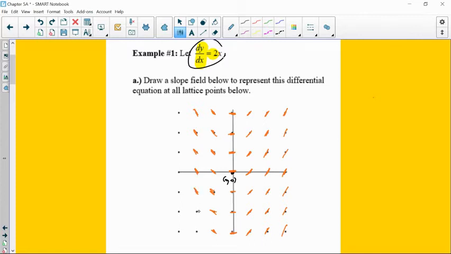And then the final one is negative 6. So even steeper. And again, it's just a sketch. Now, on the AP exam, you won't have to do this many. Usually they narrow it down to maybe a quadrant. But there's our slope field.